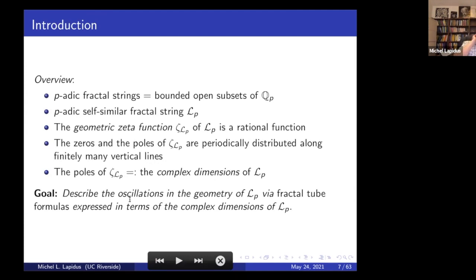And so the goal is to describe the oscillations in the geometry. I'm sorry, okay, let me go back one second. I'm saying the poles are the complex dimensions. That's true. The geometric zeta function in the case of a p-Adic self-similar string, which is an important case of fractal strings, is always meromorphic in the whole complex plane. In the general case of a p-Adic fractal string, it may or may not be meromorphically continued, and then you have to be a little more precise about what you mean by poles.